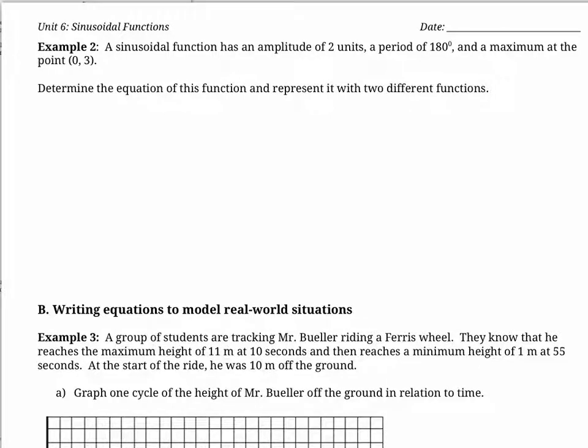So we've got to find our a, our k, our c, and our d. So I think determine the equation of this function is not worded really well, but I think what it's asking is for 2 different equations for this one function. So we're given little pieces of information. We're automatically given our amplitude. We have our period so we can find our k value. The question is, can we find our d value and our c value? So I'm just going to quickly do a sketch of what we know.